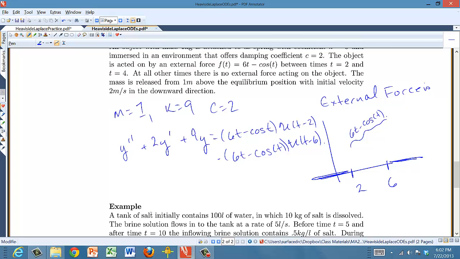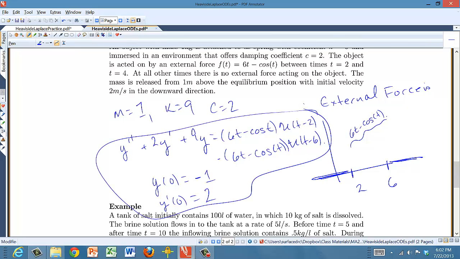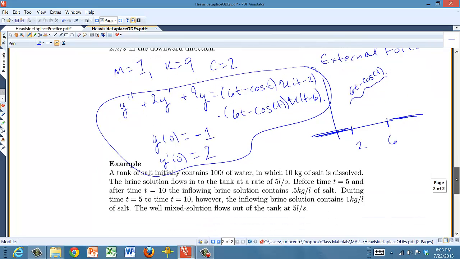Or that's the ODE. Let me see. I did write down some initial conditions here, so I could write that y at time 0 is negative 1, meaning 1 meter above equilibrium position, and we took above to be negative, and I gave you an initial velocity of 2 meters per second down, so that would be a plus 2. So this would be the initial value problem that's going to describe that physical situation.